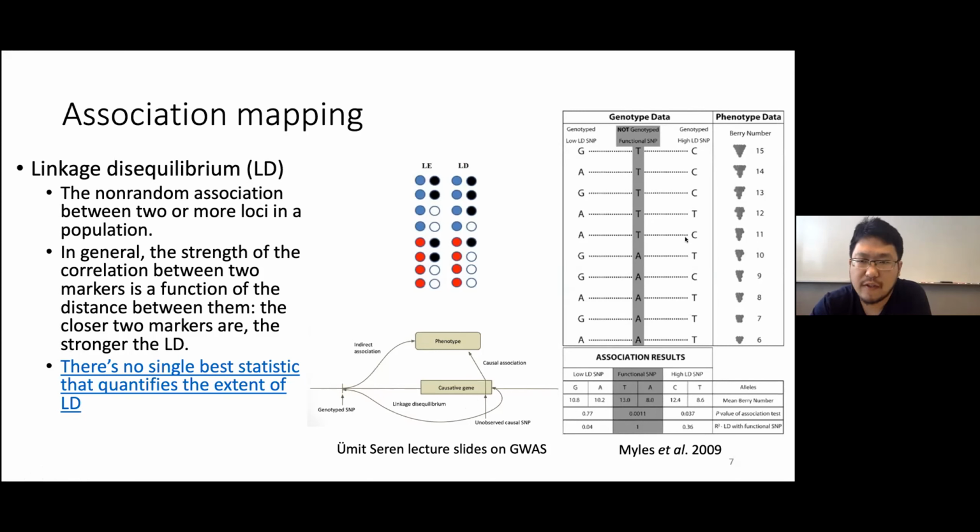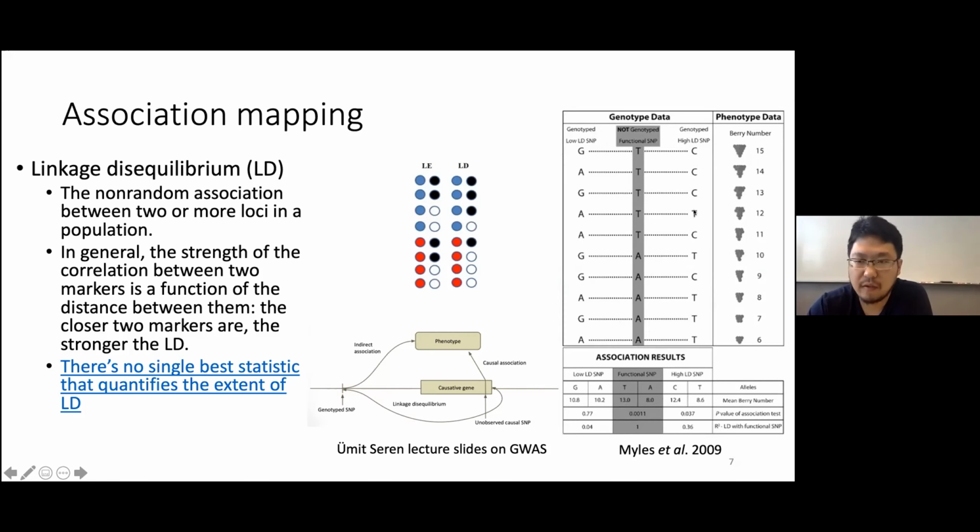One example here is using berry number as the trait. There are three SNPs demonstrated here. The causal SNP is the highlighted one. We know that this SNP is underlying the phenotypic variation of this trait, but we're not able to genotype this one. So there are two markers around this causal SNP. One is in low LD with the causal marker.